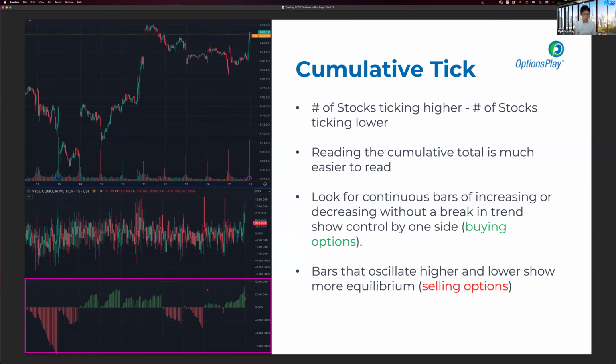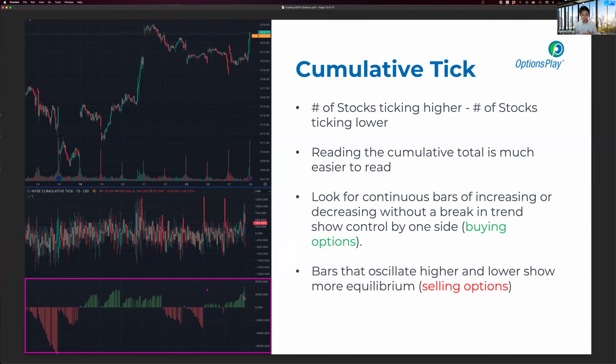And that resets every single day. You start from 0 at the beginning of every single day. So you start from 0 and you get a reading from the first hour or so. If you're looking at 15-minute bars, that's 4 data points. And what you're seeing over those 4 data points is, is it continuously trending in one direction or another, or is it just oscillating higher or lower?